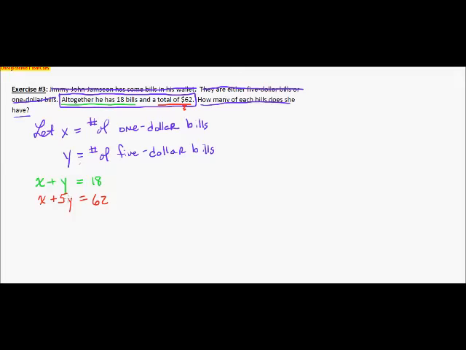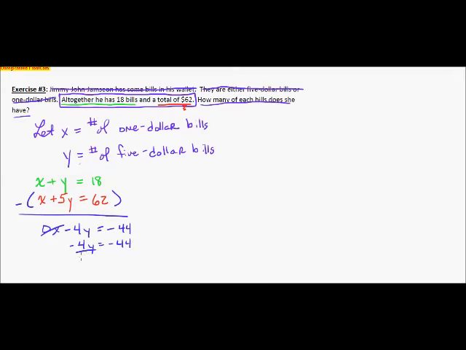And we want to do the elimination method. Well, look, both of these X's have a 1. We could simply subtract these two. So I'm going to put my parentheses. I'm going to subtract. 1x minus 1x gives me 0x. 1y minus 5y gives me negative 4y. And 18 minus 62, that's also going to give me a negative. What is that going to be? A negative 44. So the equation boils down to negative 4y equals negative 44, because there's your elimination.